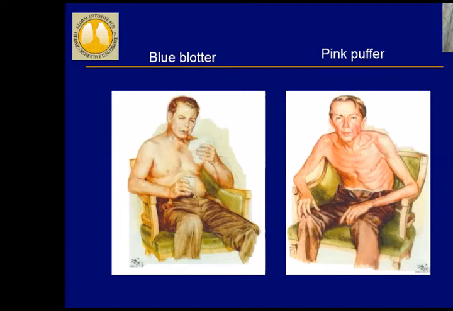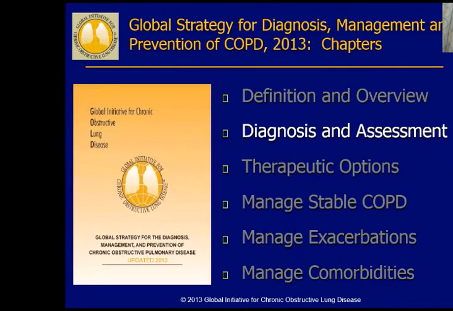They will maintain their oxygen level because of the overbreathing till the very late stages of the disease. They do not develop chronic pulmonary hypertension so early in the course of the disease, and that's why they don't have cor pulmonale and edemas. So these are the two extremes, but in the majority of people, we will have a combination of these two things. So this is how we diagnose COPD.